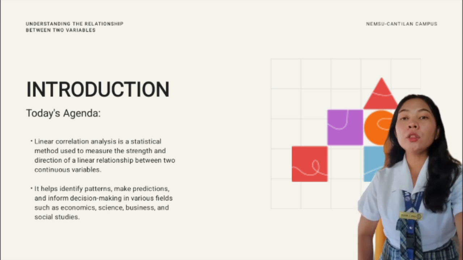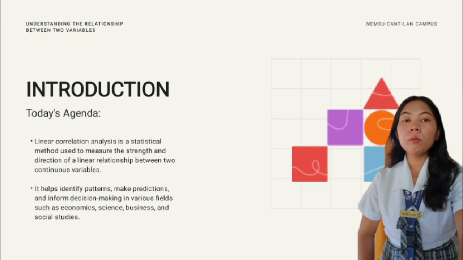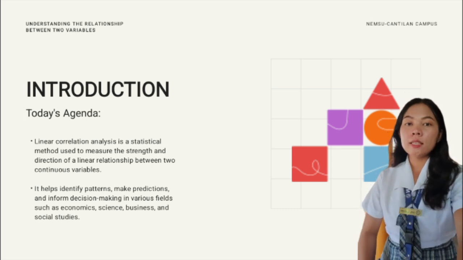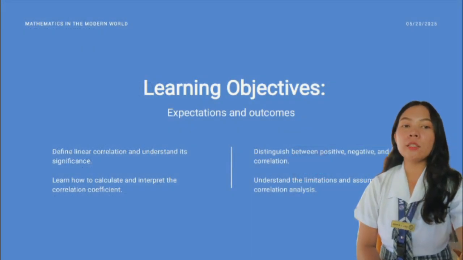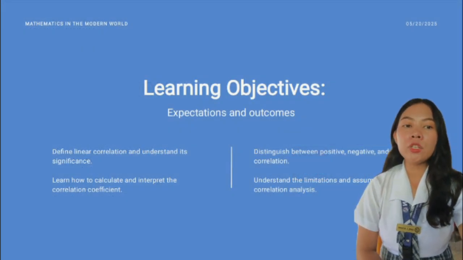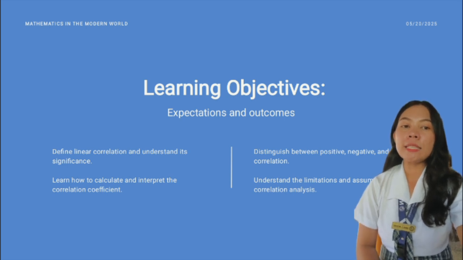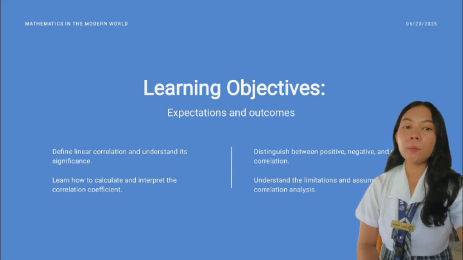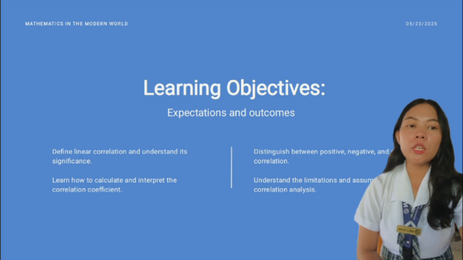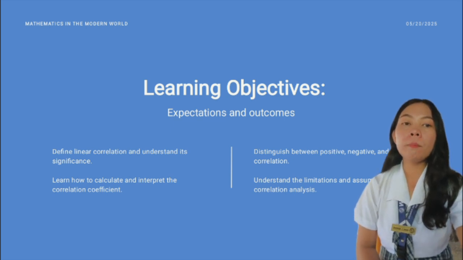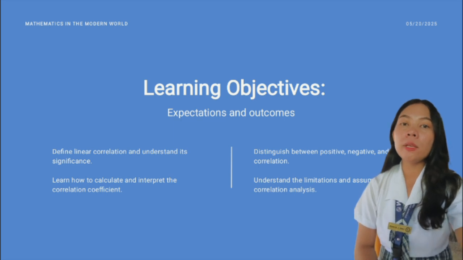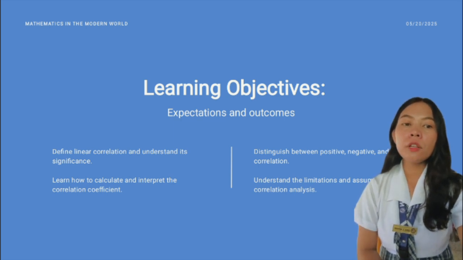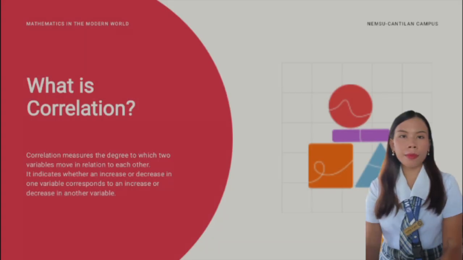It helps identify patterns, make predictions, and inform decision-making in various fields such as economics, businesses, and social studies. Learning objectives, expectations, and outcomes: define linear correlation and understand its significance; learn how to calculate and interpret the correlation coefficients; distinguish between positive, negative, and no correlation; understand the limitations and assumptions of correlation analysis.